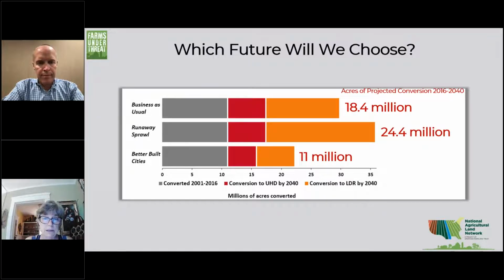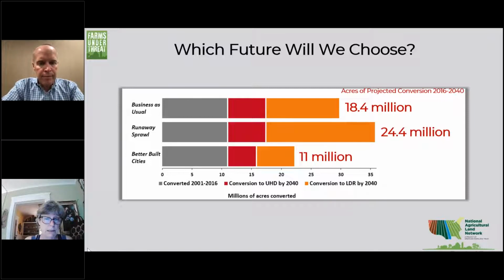In comparison, the entire state of South Carolina is 20.5 million acres. So think about what this means: in fact, the loss of an amount of land equivalent to losing all of the land in South Carolina. Conversely, if we make smart choices about where and how we site future development, we can reduce the conversion of farm and ranch land to 11 million acres.